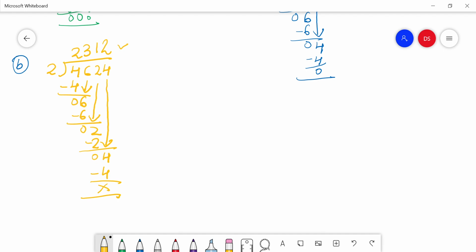This is called quotient. The number which is given inside is dividend, and the number by which we are dividing the number is divisor, and the answer which we get is called quotient.